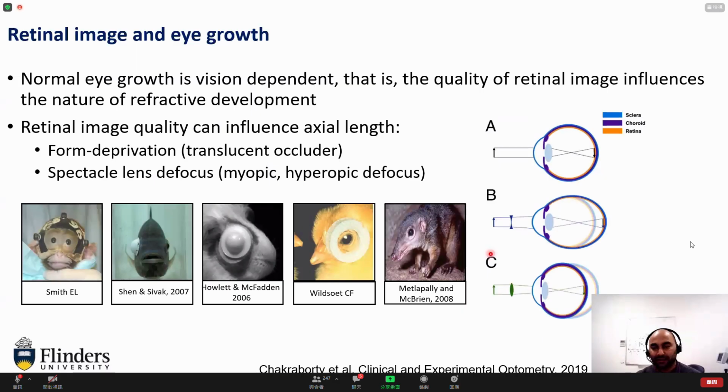Animal studies employ two common experimental paradigms. One is form deprivation, where we put a diffuser in front of the eye and the eye develops myopia in response to it. And the other one is spectacle lens defocus, where we put either a minus lens or a plus lens in front of a normal growing eye. Because of the plus and minus lenses, the position of the retinal image changes with respect to the retinal plane, and the eye develops compensatory ocular changes in response to the change in the image plane.